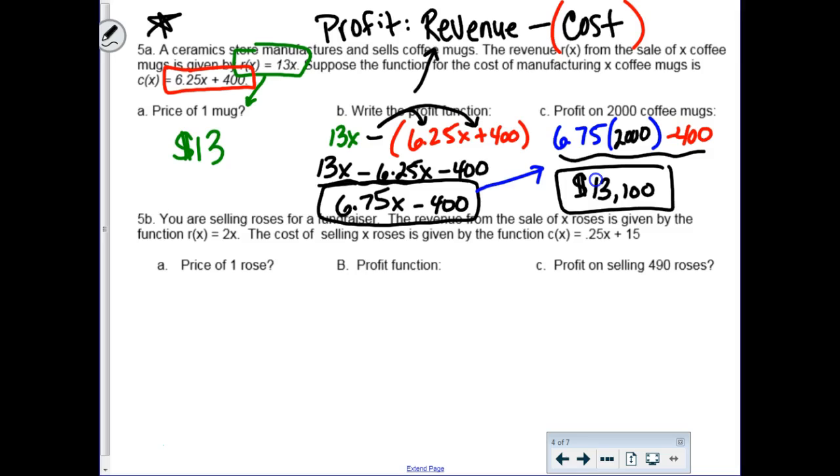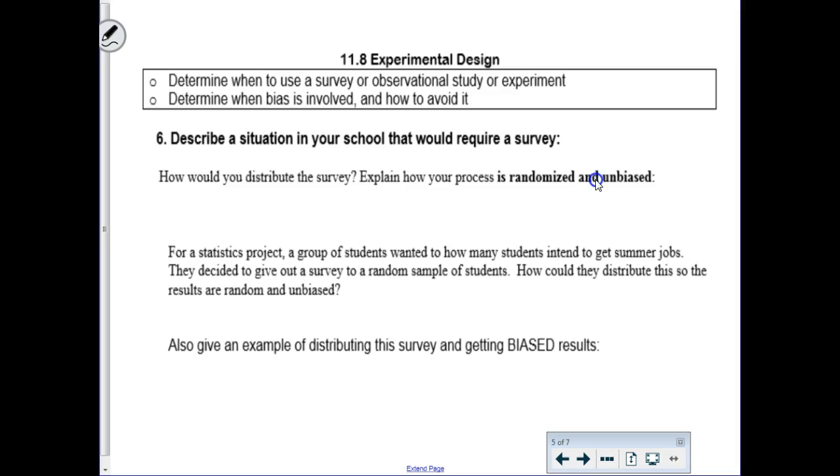Okay, so that is a repeated section, and I do expect some much better scores this time. That'd be great. Now this section, I'm going to have a hard time helping you review for it, because it's very individual as far as the answers go. So I don't really want to do these questions for you, because I don't want you all to copy my answers. How would you describe a situation in your school that would require a survey, and how will you distribute the survey? Explain how it's randomized and unbiased. So very key process here.